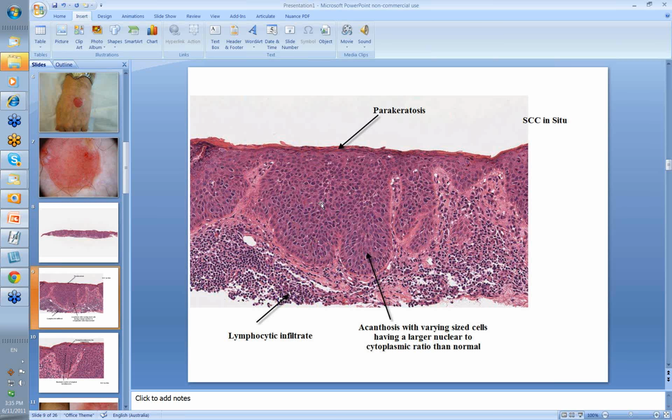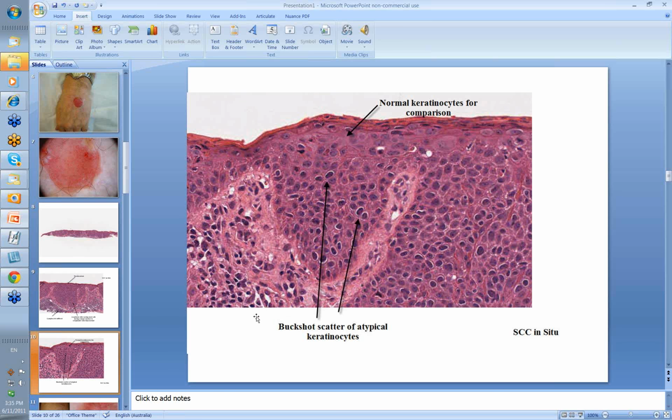Within this, you may be able to see areas of mitoses, and you can often see atypical keratinocytes either in clumps or singly extending up into the epidermis, and perhaps that's more seen in the next view. So here you have this buckshot scatter of atypical keratinocytes. These are your more typical keratinocytes up here, and there may still be desmosomes linking the cells up here, but in these ones there won't be.